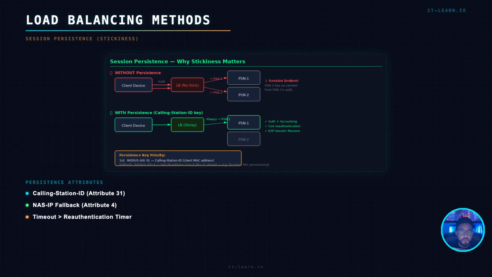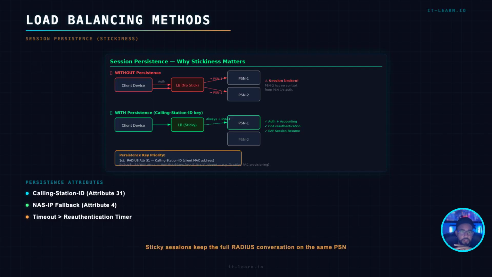The fix is a compound persistence key on both attribute 31, which is the calling station ID, and attribute 4, which is going to be your NAS IP address. Using F5's load balancer, an iRule implementation handles this, with built-in fallback logic.